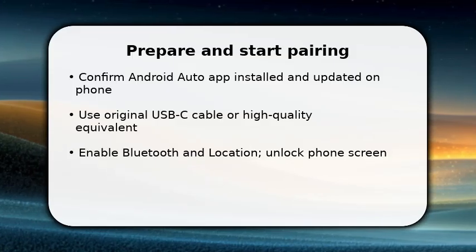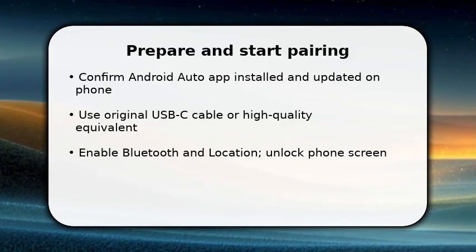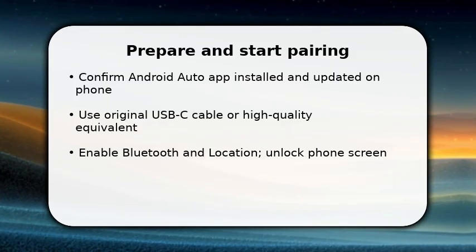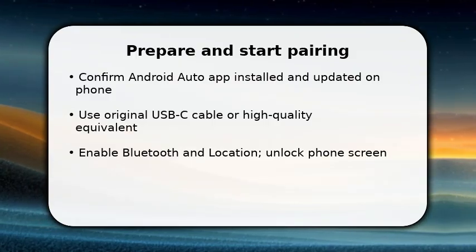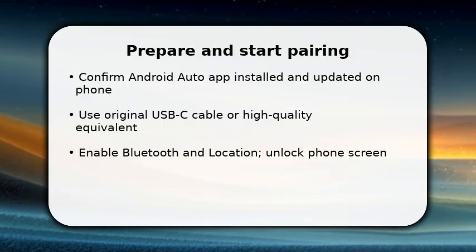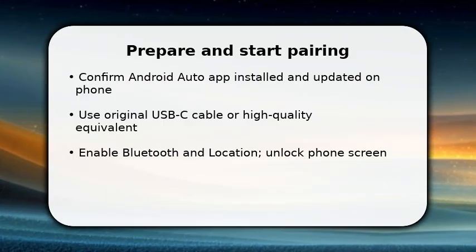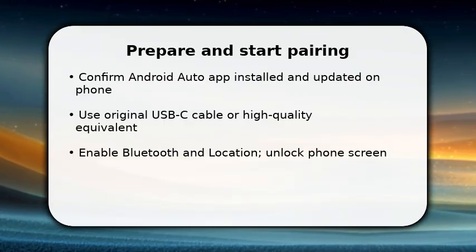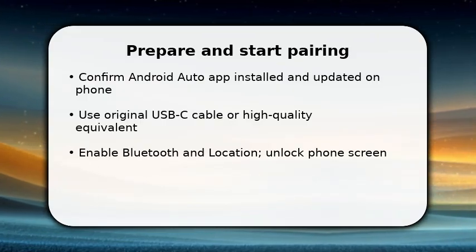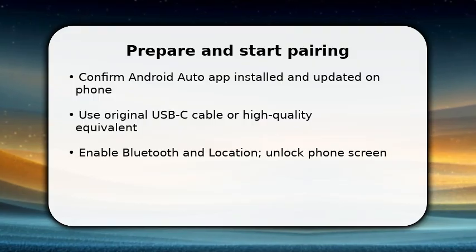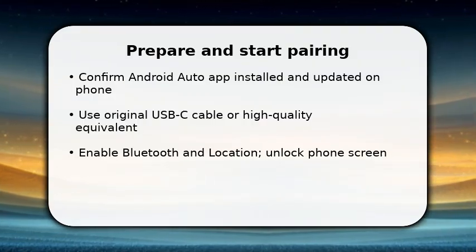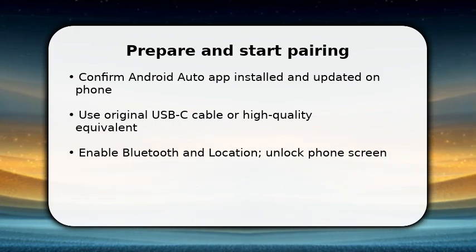You begin by confirming Android Auto is installed and updated. This avoids compatibility issues. Plug the original USB cable into the phone and the Vios USB port, because data-only cables can fail. Unlock your phone and enable Bluetooth and location services so the car can detect the device. Once done, watch the Vios display for the Android Auto prompt and tap to accept permissions. This first connection step establishes the secure data link needed for audio.